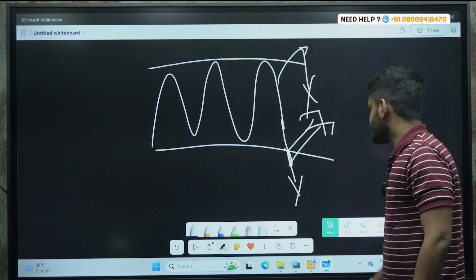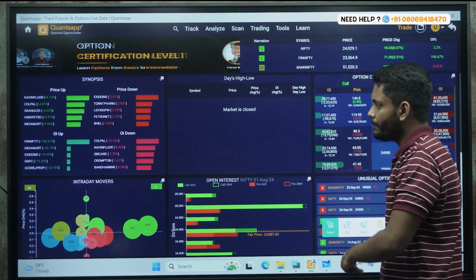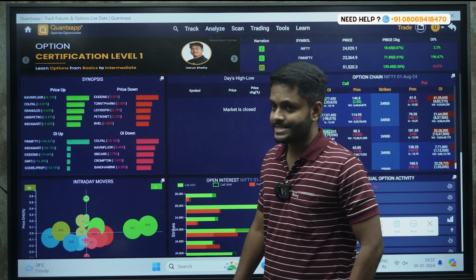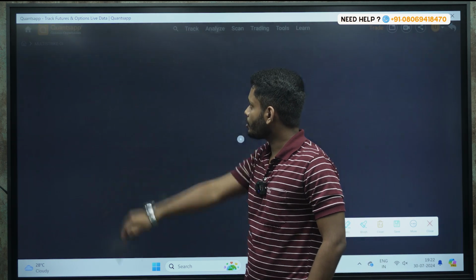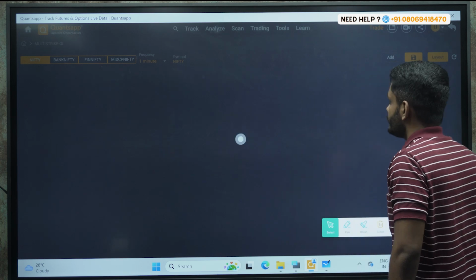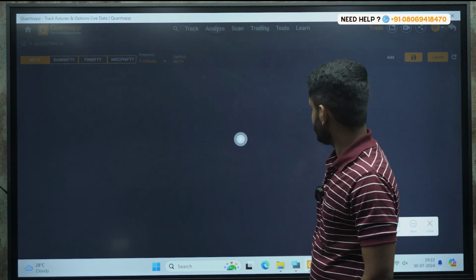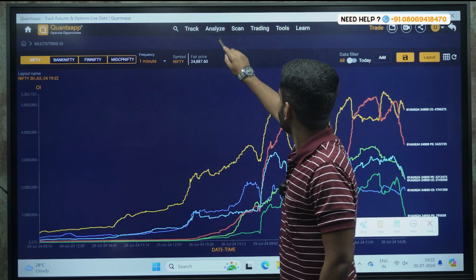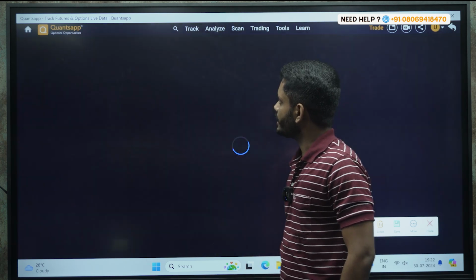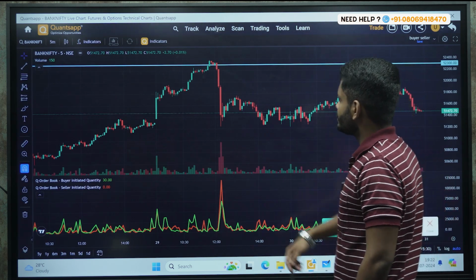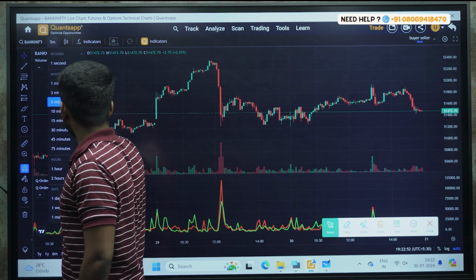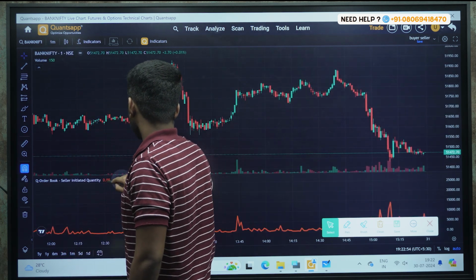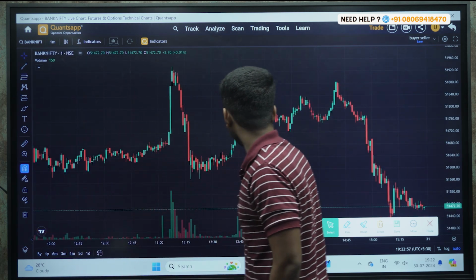So let us get into the home page and check out the setup. Let me go to analyze and then chart, order and trade. Give me a second, just taking that. Okay, so this is Bank Nifty's chart. Let me go to the 1 minute chart. So I have plotted a 1 minute chart of Bank Nifty.